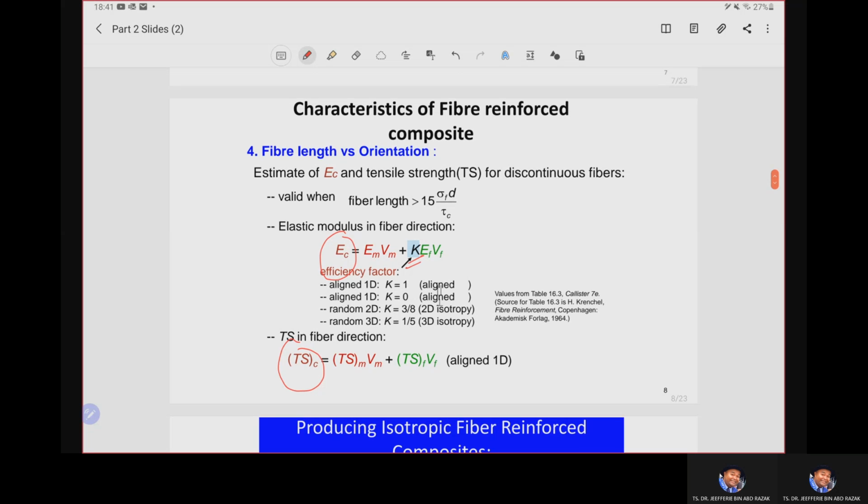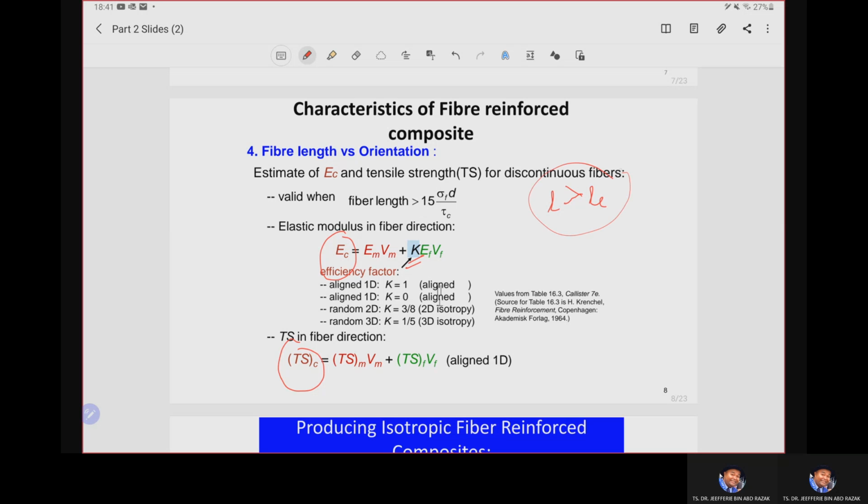So K is our efficiency factor. But this situation is valid only when the fiber length is larger than the critical length. Only then will it be applicable. Hope you still remember this law.